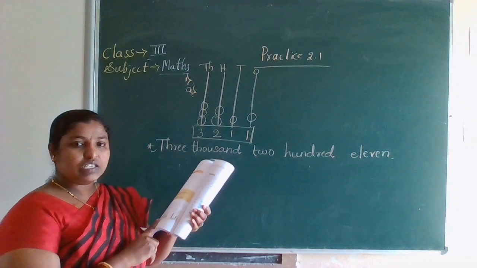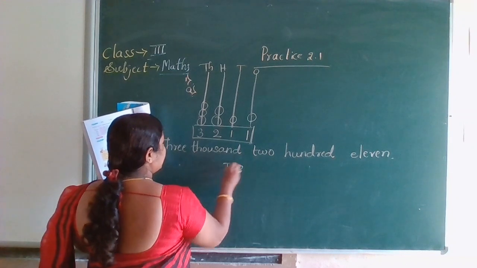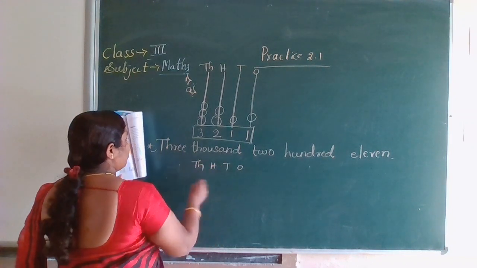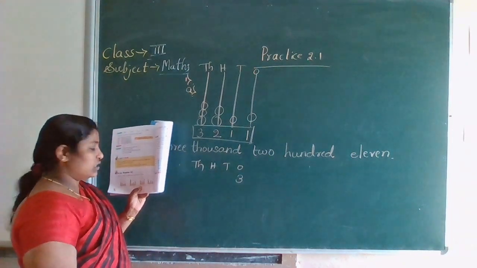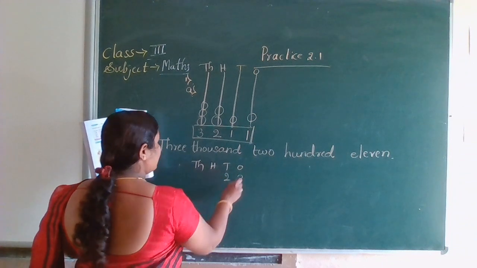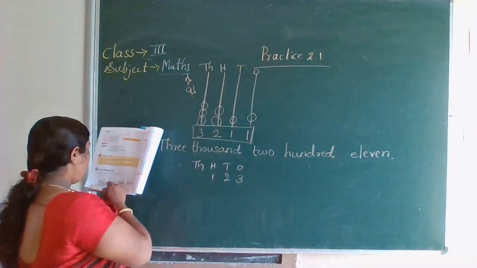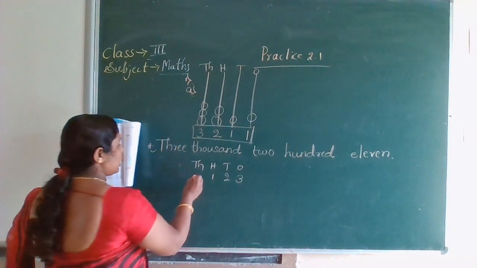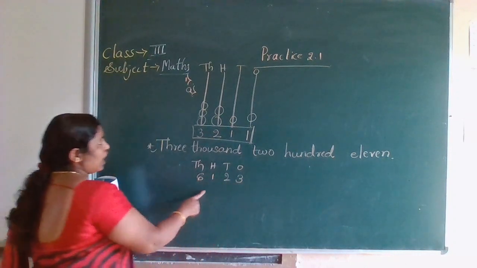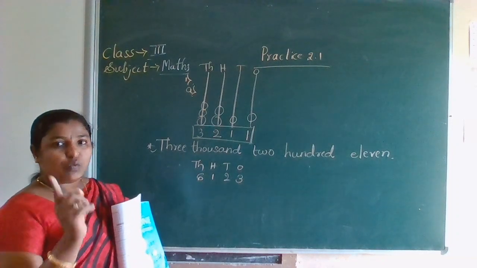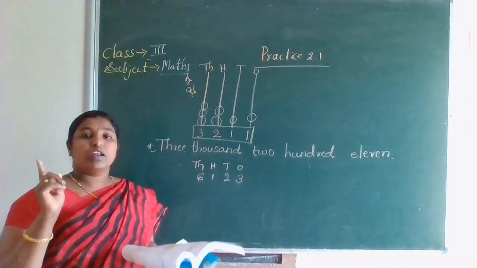You can see the pictures in your book. See, ones place, what is there? I'll write directly the numeral. Ones place, there are 3 beads, in the sense 3 ones. Then tens place, 2 beads means 2 tens. And then hundreds. Then 1, 2, 3, 4, 5, 6 thousands. Okay? The numeral is 6123. I am solving practice 2.1. You also should solve in your textbook as well as in your notebook.